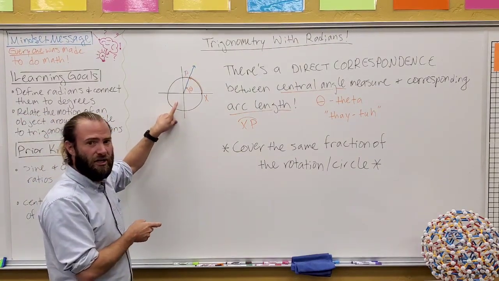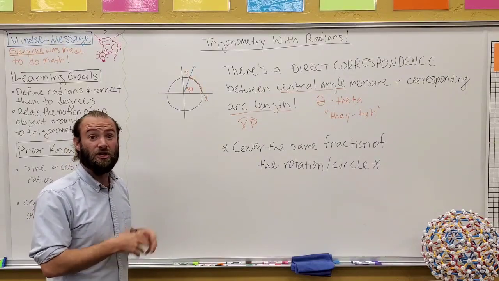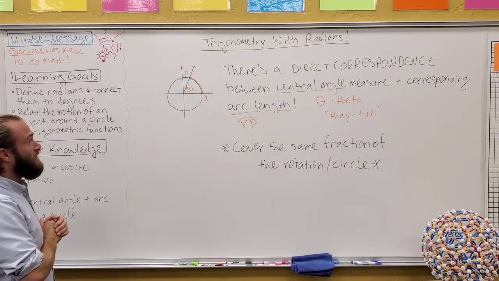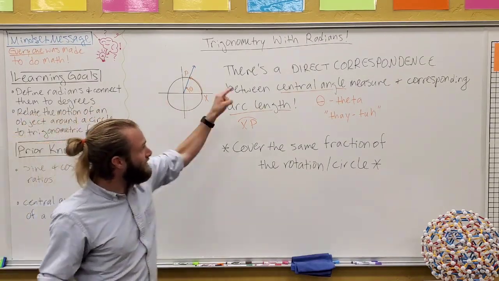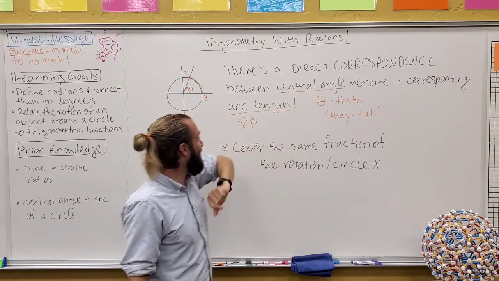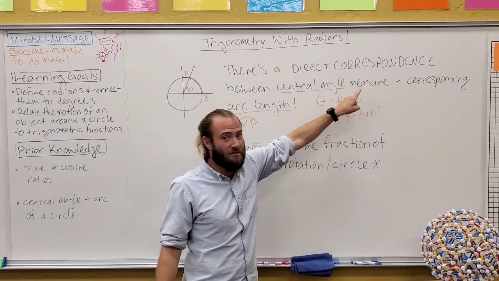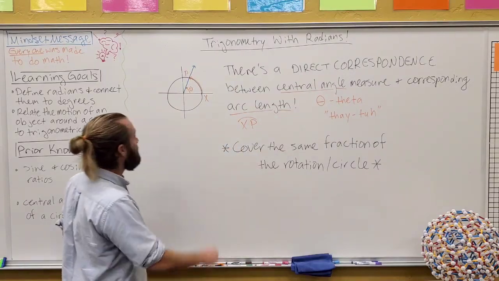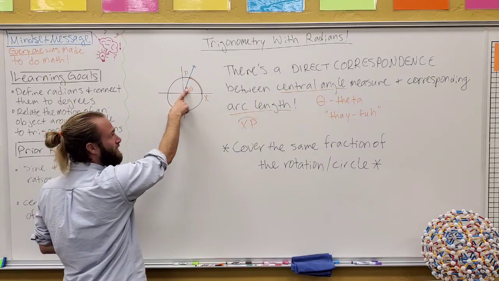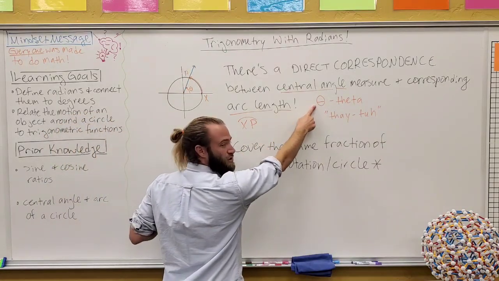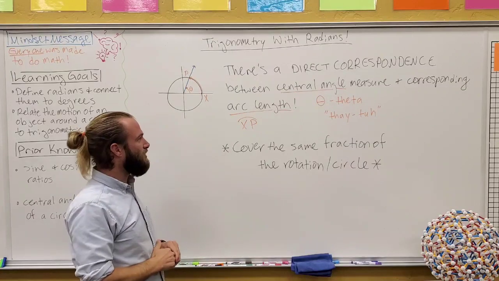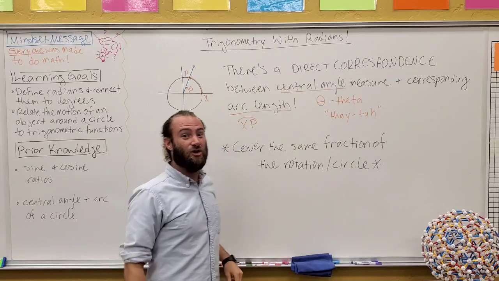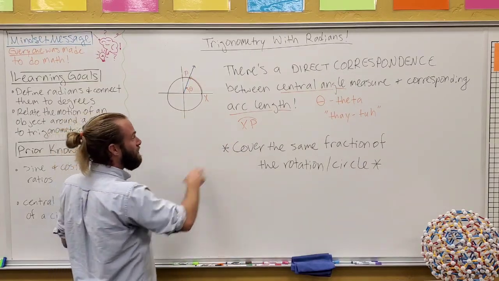So we've got a circle here, and typically we're going to be working with a unit circle, which means we're going to assume that the radius of the circle is 1. There's something really important here. There is a direct correspondence between the central angle measurement, which would usually be in degrees, and the corresponding arc length. Here we've written out that central angle, and the general variable we usually use in trigonometry for the angle is theta. It is a Greek letter. And then the corresponding arc length.